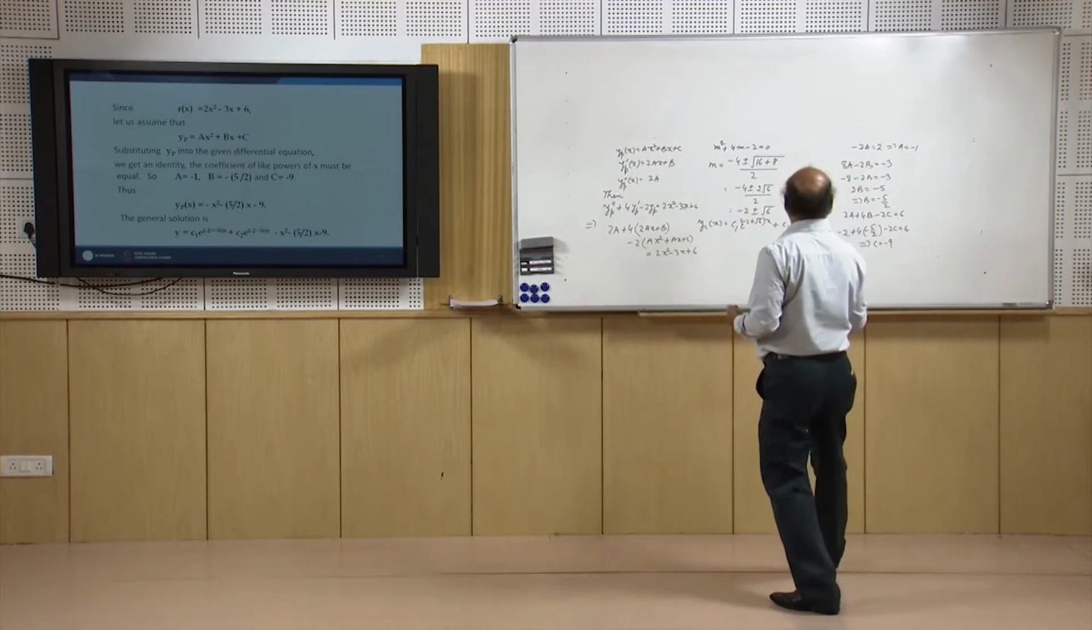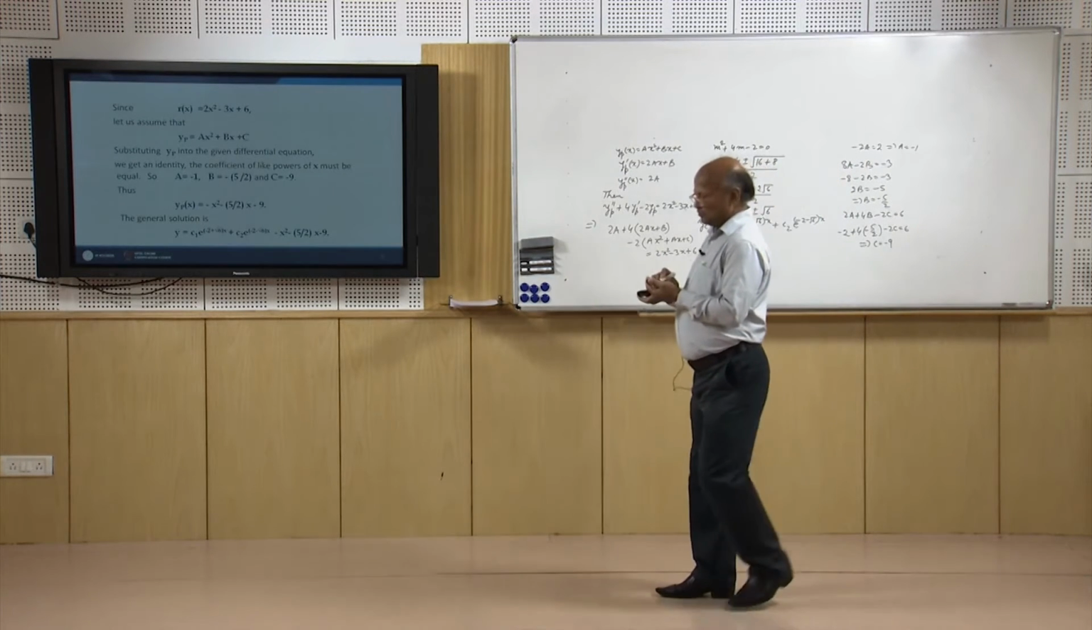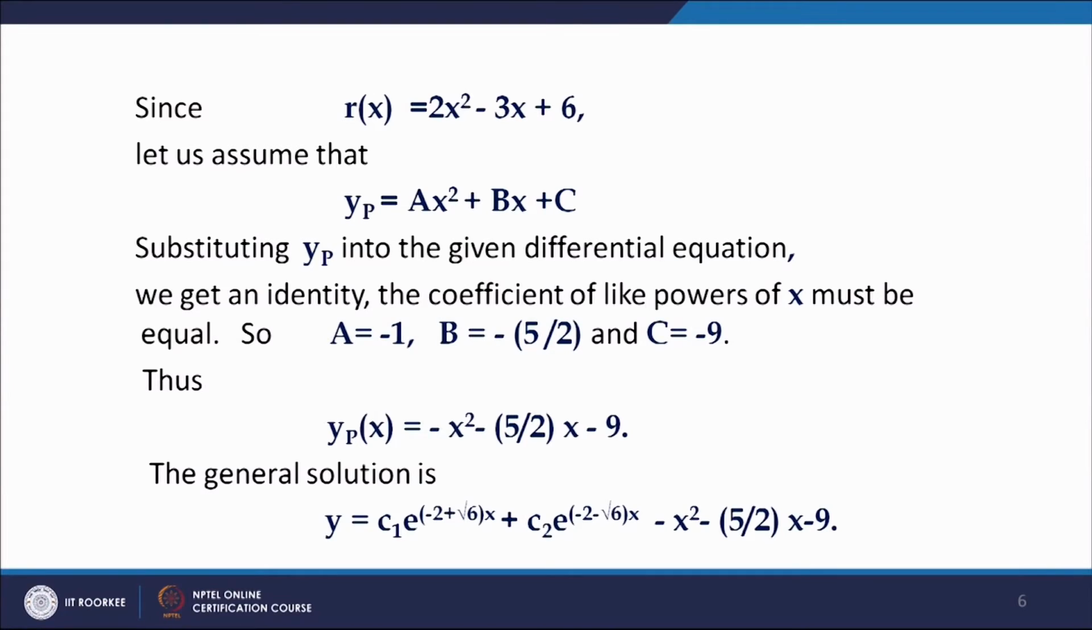And thus y_p(x) will be equal to x square minus 5 by 2 x minus 9. So, the general solution of this differential equation is the sum of the complementary function C1 e to the power (minus 2 plus root 6) x, C2 e to the power (minus 2 minus root 6) x, and then minus x square minus 5 by 2 x minus 9.